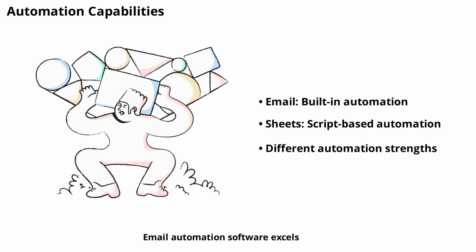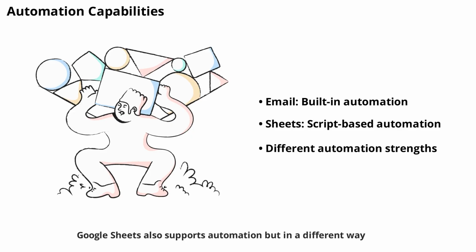Email automation software excels at automating repetitive communication tasks. You can set up drip campaigns, schedule newsletters, and trigger emails based on user behavior. Google Sheets also supports automation, but in a different way.